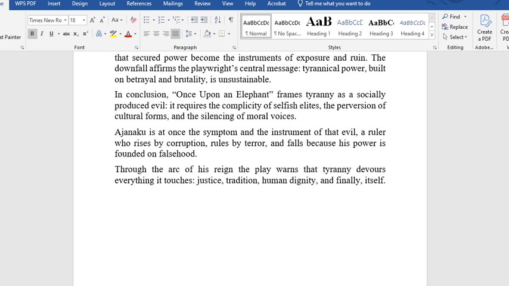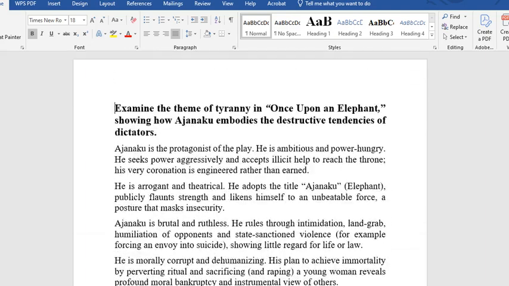Ajanaku is brought down through internal conflict. That is the major conflict that brings Ajanaku down in Once Upon an Elephant. So we have done justice to that question, that is, examine the theme of tyranny in Once Upon an Elephant, showing how Ajanaku embodies the destructive tendencies of dictators.